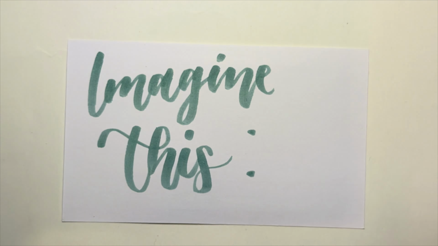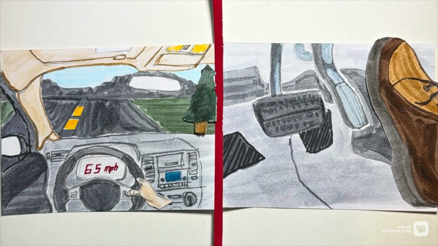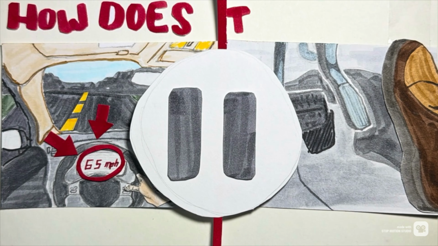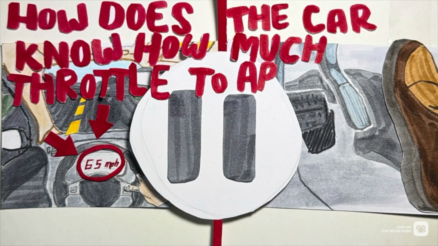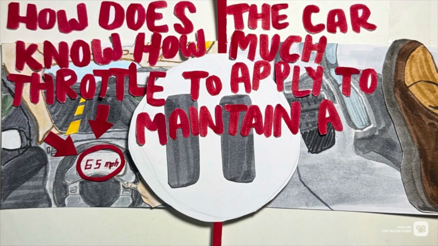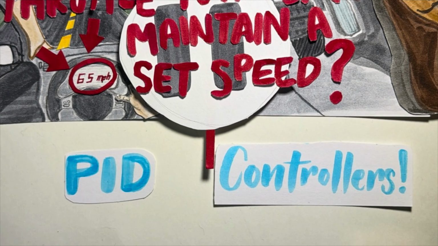Imagine this, you're driving a long road trip to God knows where, and you know you're going to be driving this road for ages, so you press cruise control. You take your foot off the gas, your car stays going the same speed. How does the car know how much throttle to apply to maintain whatever set speed? It does this through PID controllers.